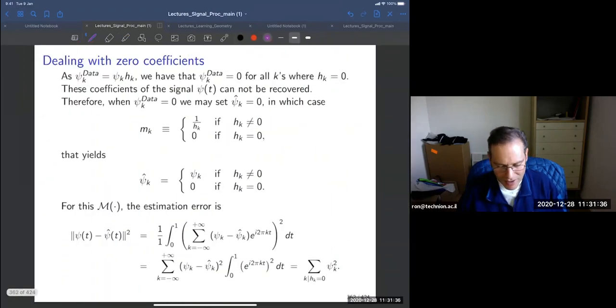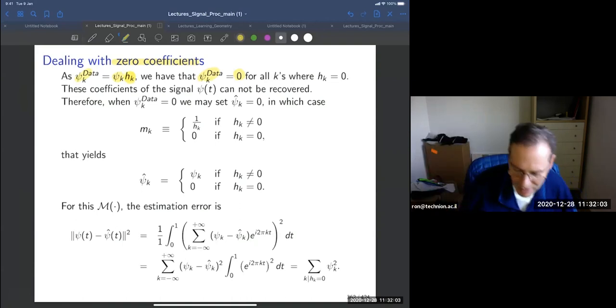But as we promised, it's not the case. So now what we do is assume the following. What we'll have to do is deal with the zero coefficients, okay? So now we know that our data was defined as psi k times hk in the Fourier domain, and assume that we have a couple of them which are equal to 0. We don't know if h is, we'll know it in a moment. What we know is that psi k is equal to 0 for all the k's where the coefficients of h are equal to 0, okay?